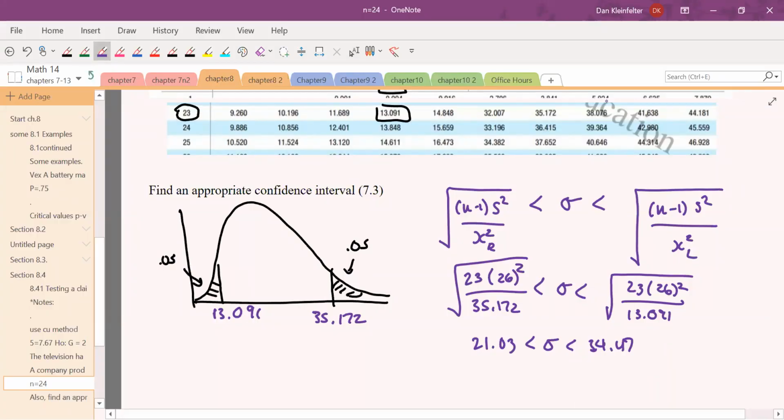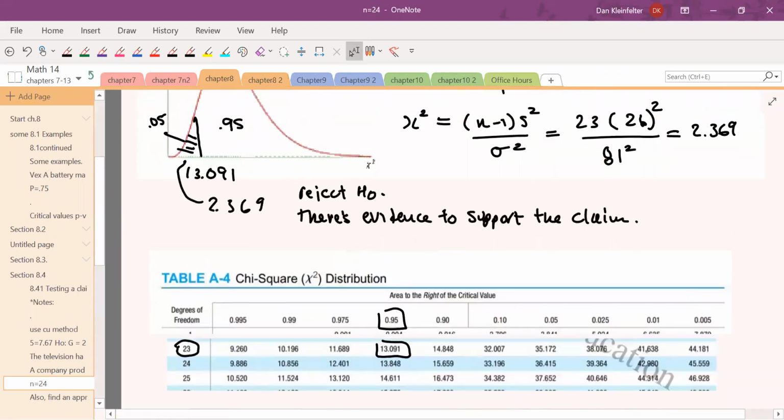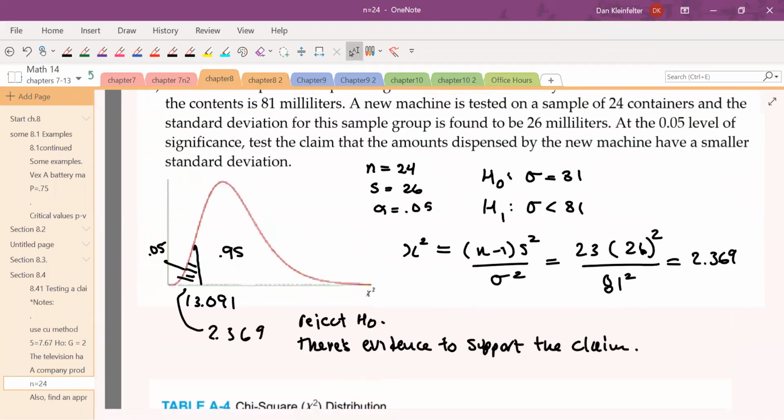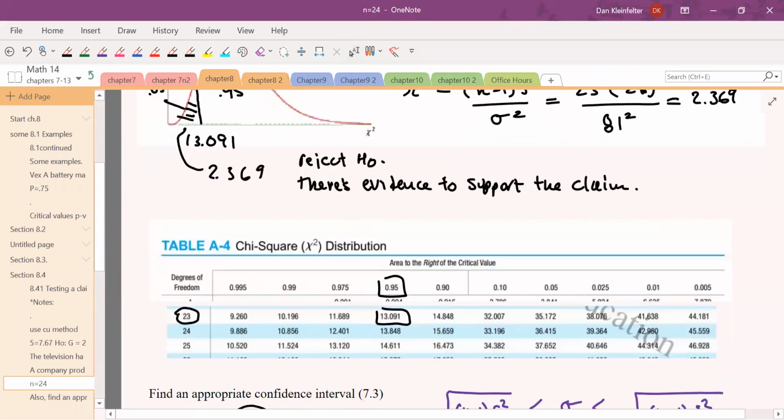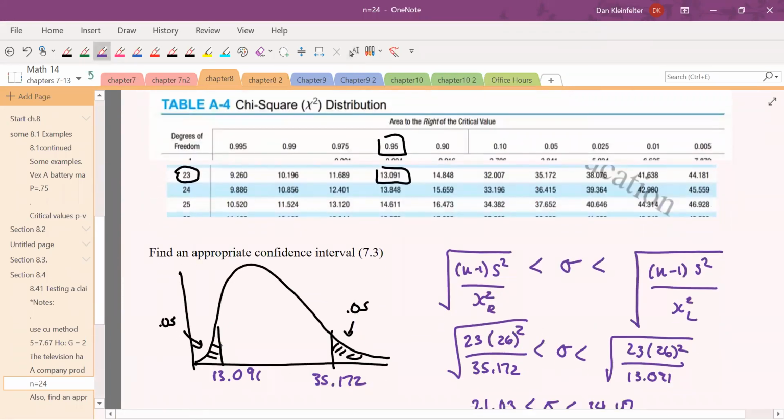All right, so this is how the confidence interval plays out. Since our original test was at the 0.05 level of significance, and that was a left tail test, that means we want an area of 0.05 in the left tail. A confidence interval is always two-sided, so if there's 0.05 in the left tail, there will be 0.05 in the right tail also. So it's really a 90% confidence interval that we're finding.